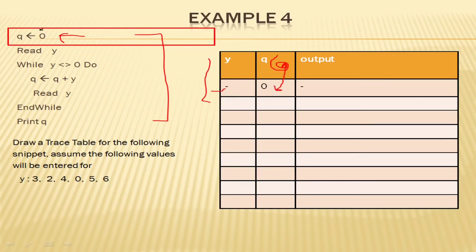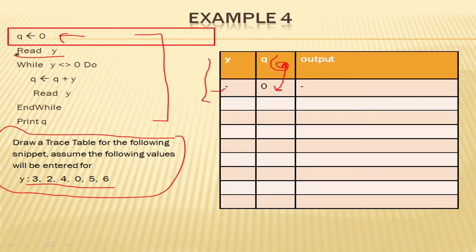Then once we do that, we're going to move to the next line, right? And the next line is this line here, and it says read y. Based on the question that is given down here, it says that we should enter these values for y, right? So it means that here where we have read y, the first value that we will enter is 3, right, for here. So let's see how we do that.